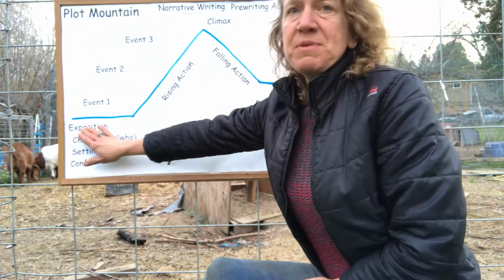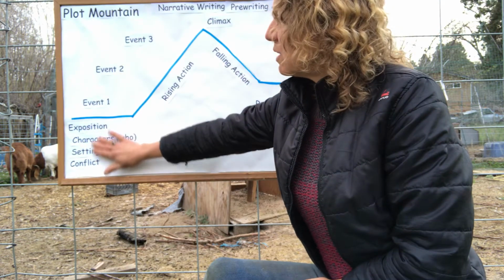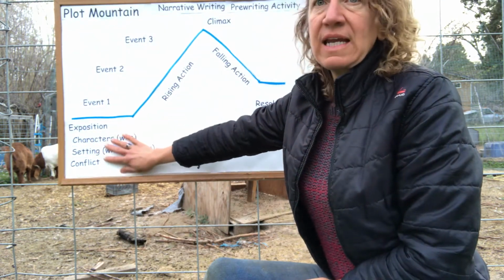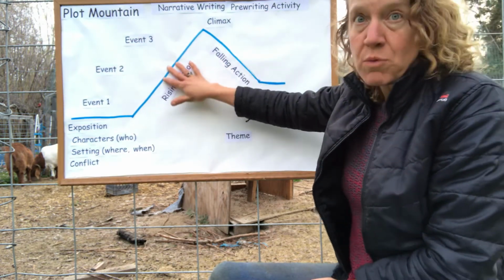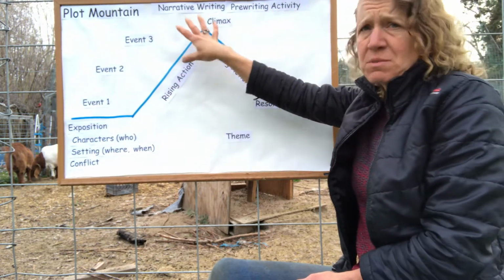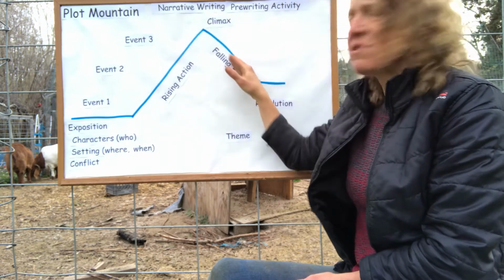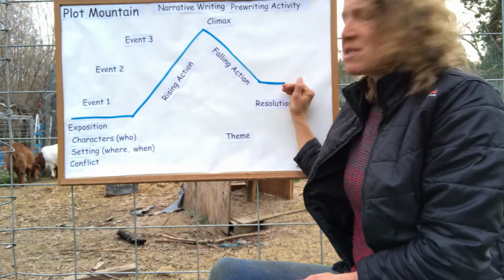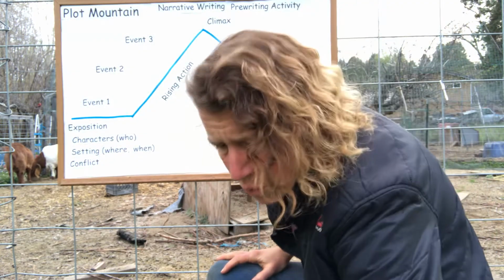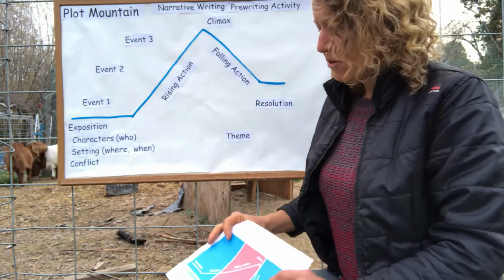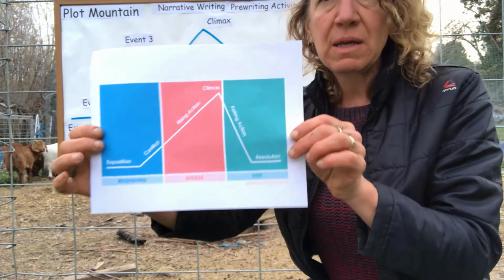There's the exposition. That's the beginning of the story when you talk about the characters, the setting, and the conflict. Then there's the rising action when things get more and more exciting. Then there's the climax, the most exciting part of the story. And after that, there's the falling action and resolution, okay? So we kind of think about a narrative story as having a beginning, a middle, and an end.